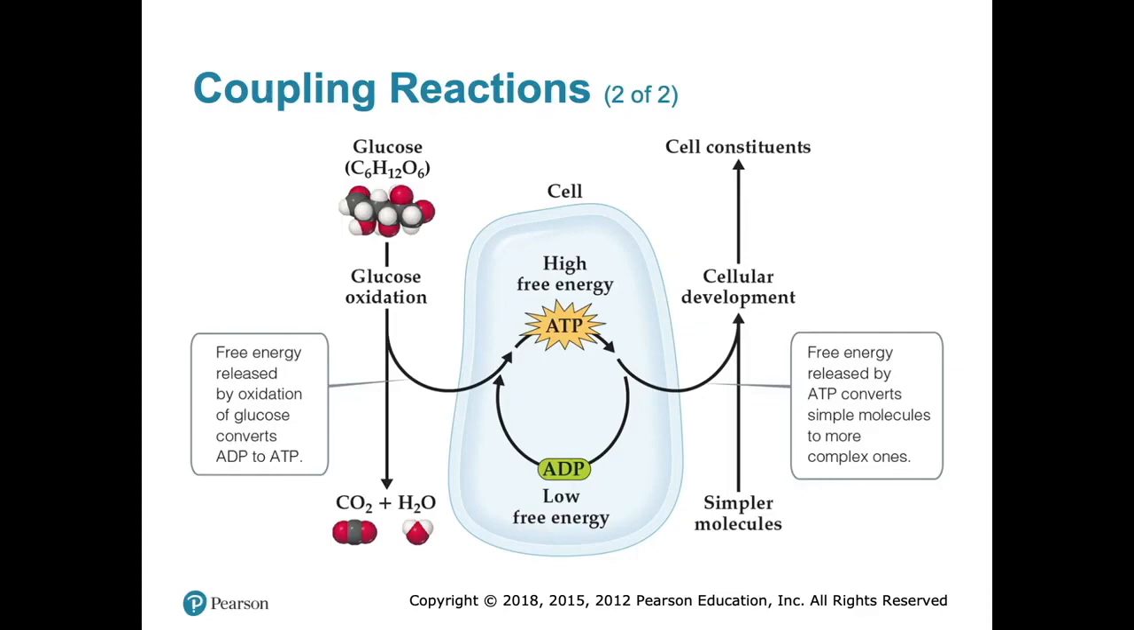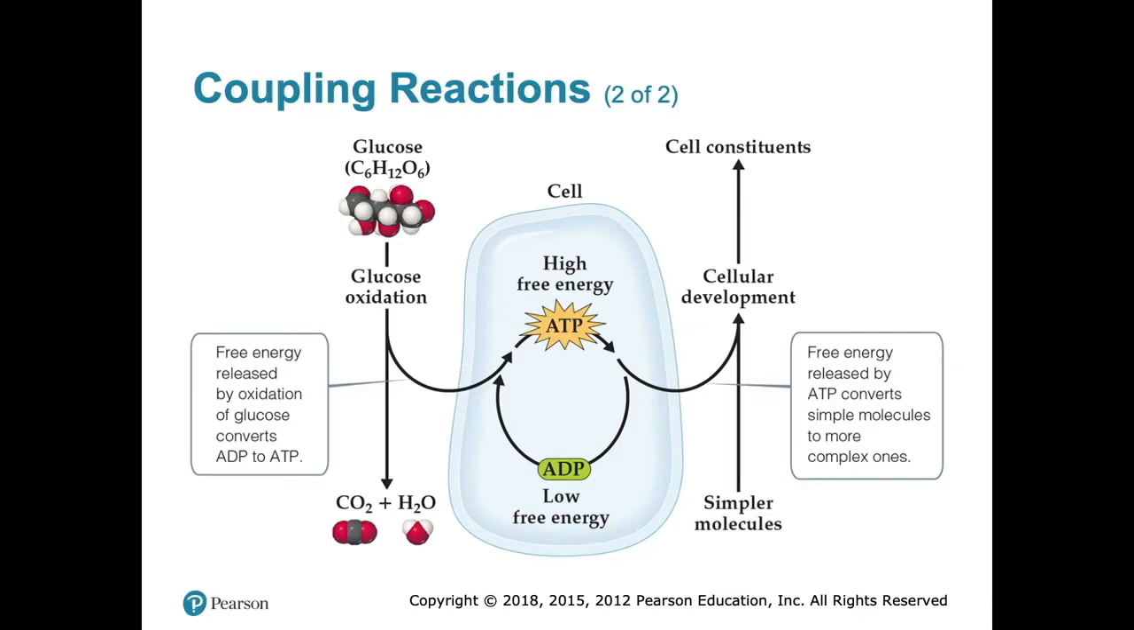All these steps just to break down glucose, just to get a low energy molecule like ADP to become ATP, the high energy molecule. So quite literally, this process is using free energy released by oxidation in the form of glucose to convert ADP to ATP. But why does your body do that? Why do the cells in your body need to do that?